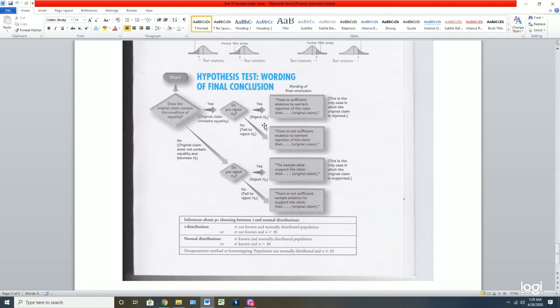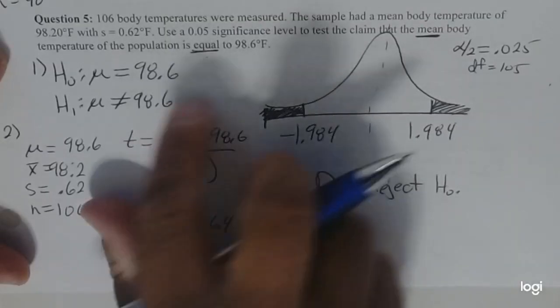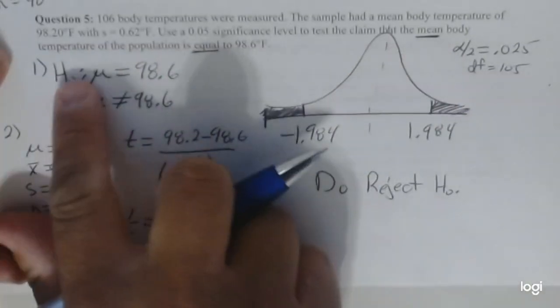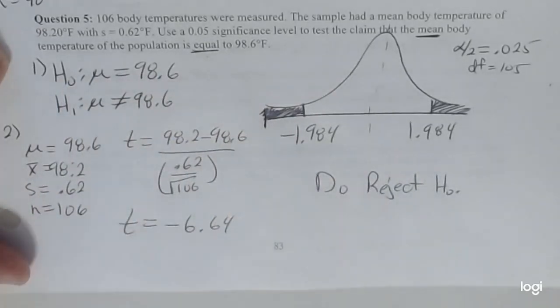So our conclusion is there is sufficient evidence to warrant rejection of the claim that the mean body temperature of the population is equal to 98.6 degrees Fahrenheit. And that's our complete question there.